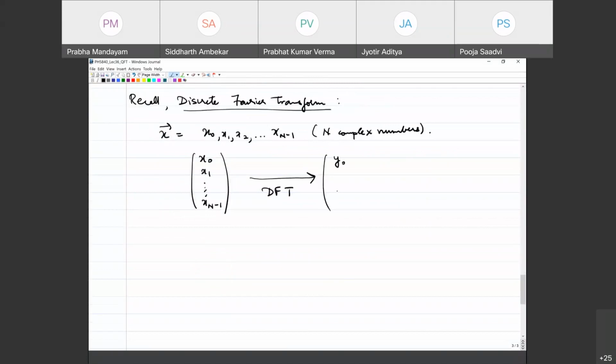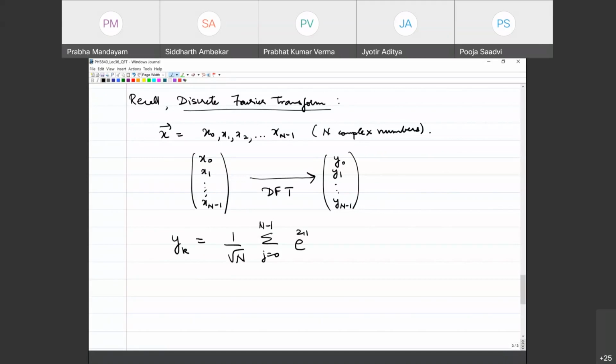So let me call this y0, y1, etc., where these y's are basically obtained by forming linear combinations of the x's with certain phase factors, right? So this is the exact transformation where yk is, so I said there are n of them, so let me say 1 over square root n, sum over j going from 0 to n minus 1, e to the 2 pi i.